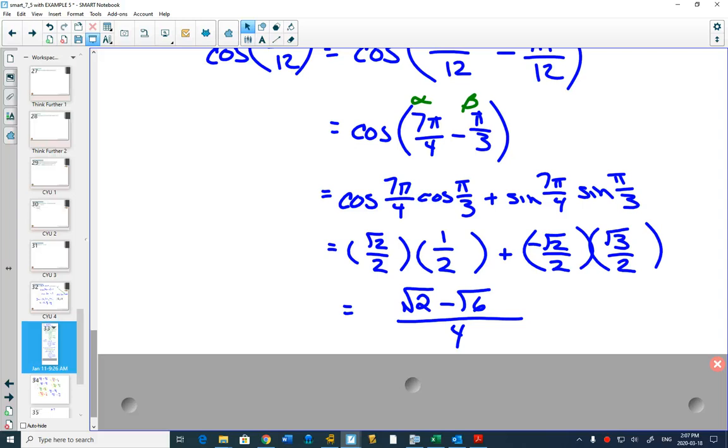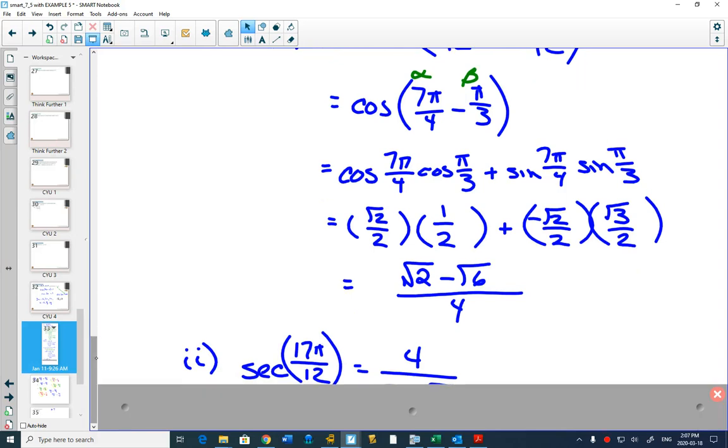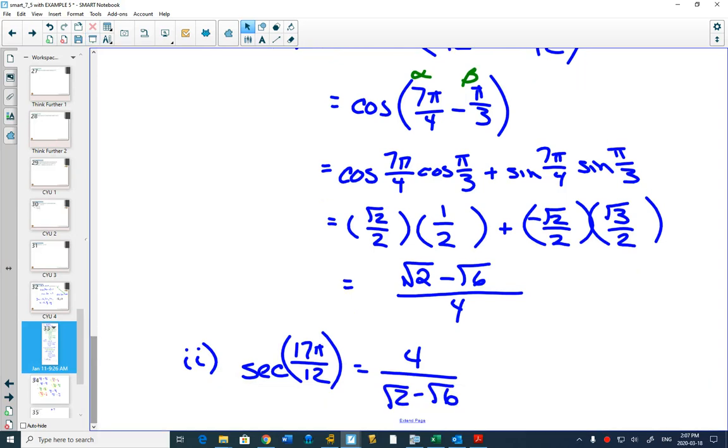So this is cos of 17 pi over 12. Sometimes on the exam they have a part B. Part B says, can you find secant of 17 pi over 12? Isn't it just 4 over... and then that would just be the same thing, right? But you flip your fraction.